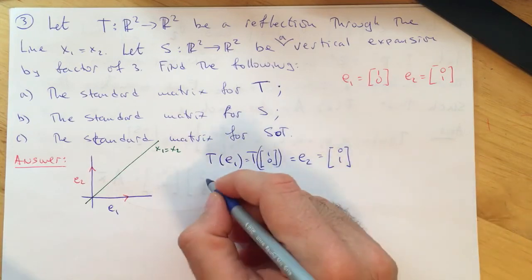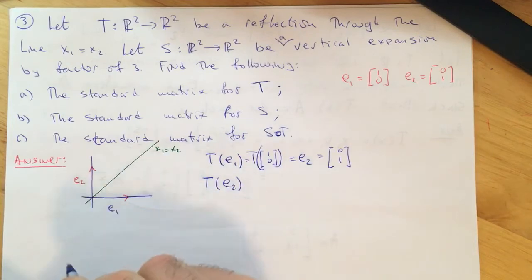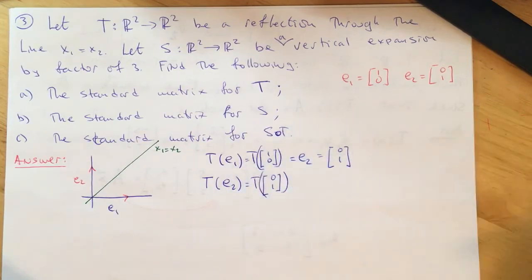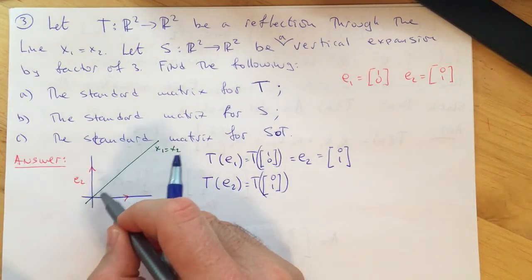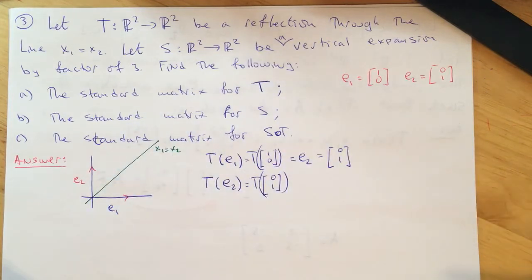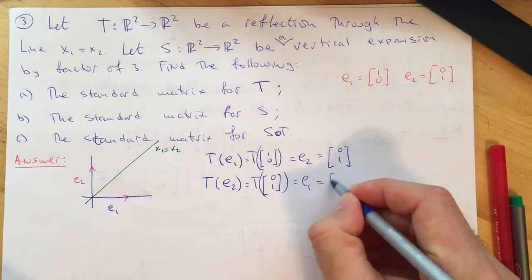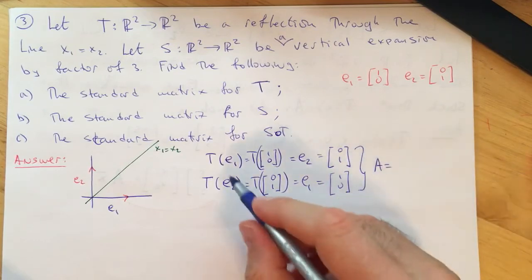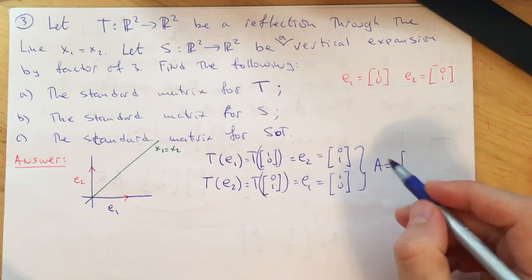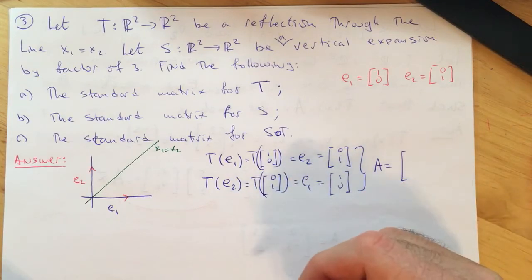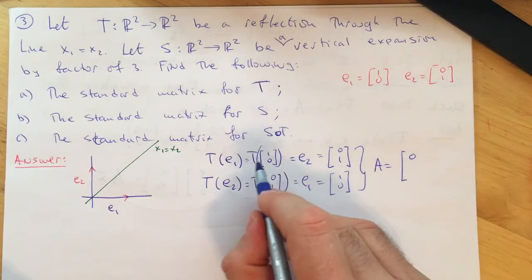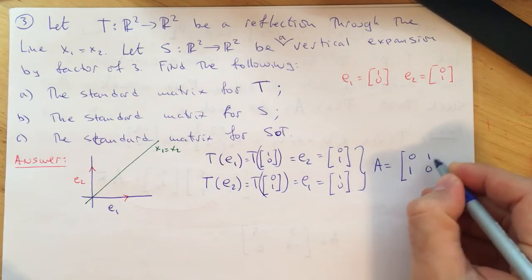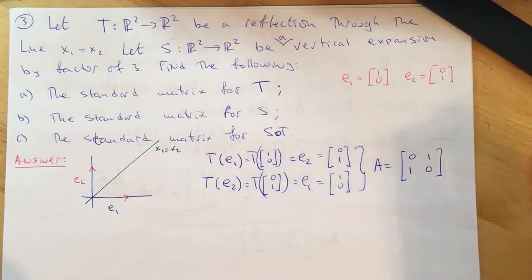this transformation. What happens to the vector E2 under this transformation? So that's the transformation of the vector 0, 1. So let's just see. This vector here reflected over this line becomes E1. So that's 1, 0. So from here, the standard matrix A for this transformation simply consists of the images of the unit standard vectors under this transformation. So 1, 0 became 0, 1, so 0, 1, and 0, 1 became 1, 0, so 1, 0. Okay, so that's part A.